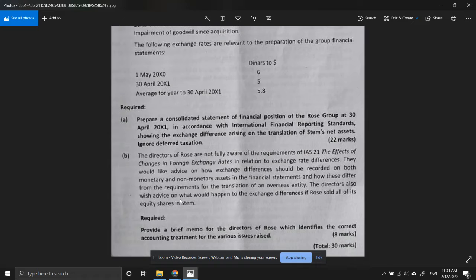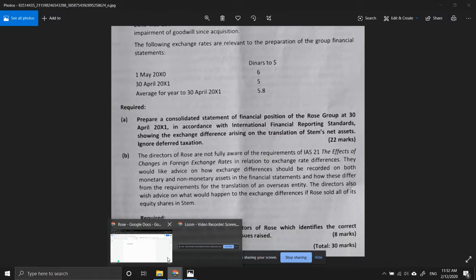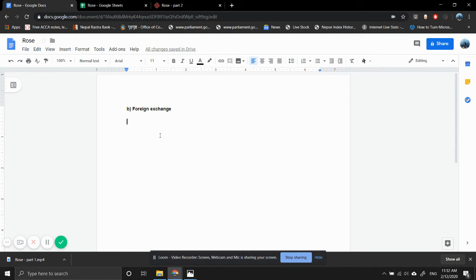The directors also wish to know what would happen to the exchange differences if Rose sold all of its equity shares in STEM. Okay. So what would happen to exchange differences? Provide a brief memo for the directors of Rose which would identify the correct accounting treatment. So 8 marks, 1 mark per point.